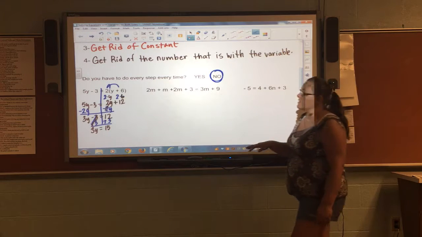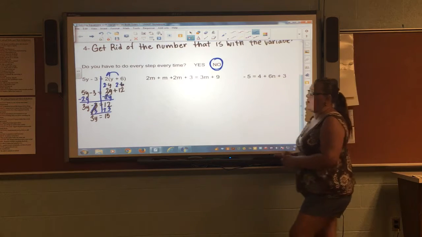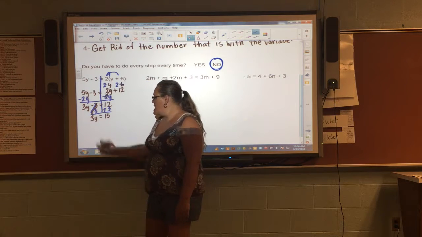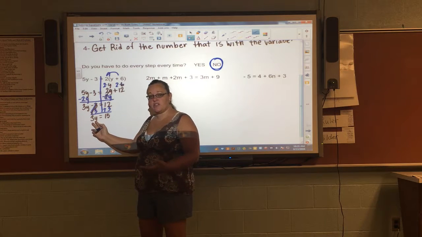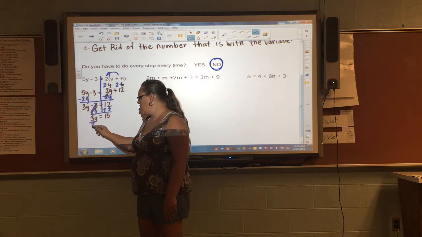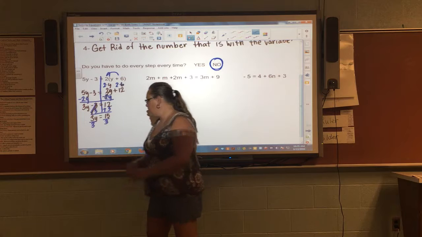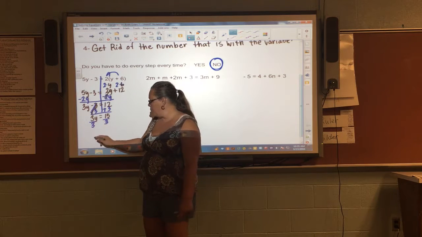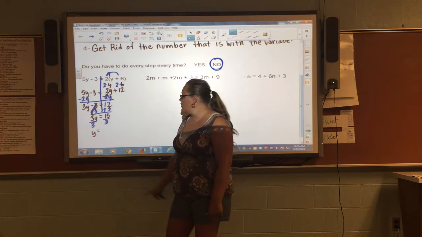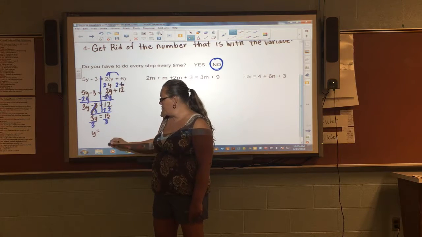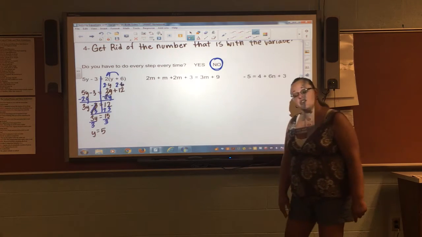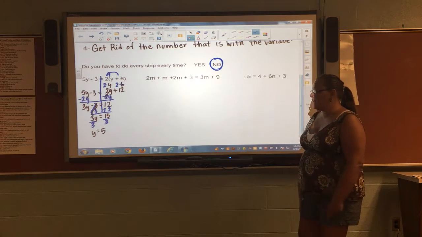And the last step is to get rid of the number that is with the variable. The 3 is with or touching the variable. There's nothing in between it, so that means multiplication. The opposite of multiplication is to divide by 3 on both sides. 3 divided by 3 gives me 1y, which is what we want, is equal to 15 divided by 3 is 5. And you're done. How about the next one?